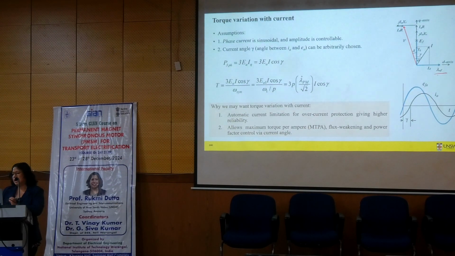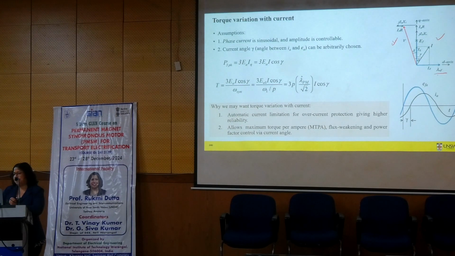Now, where will be my current? Okay, where is my current? So current either could lead your back EMF or lag your back EMF, right? It could be either in this quadrant or that quadrant. Okay, so here let's say I is in the first quadrant. So we are getting a positive ID and positive IQ component of the current, right?